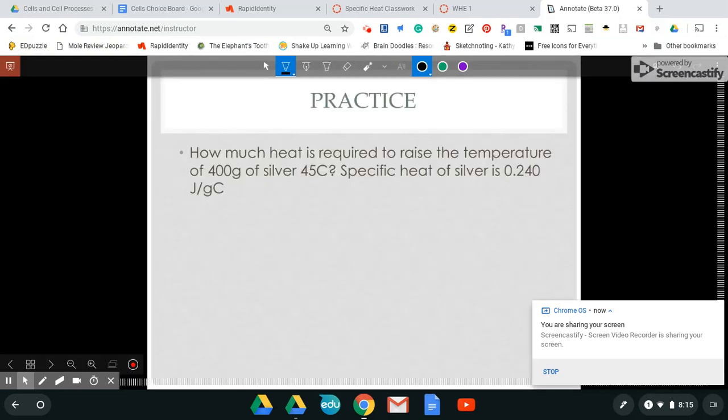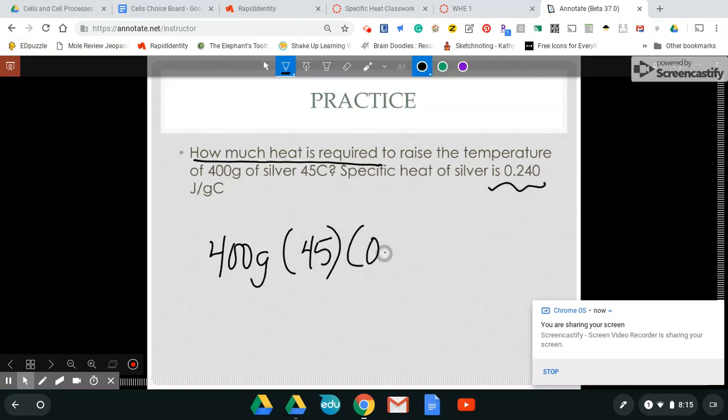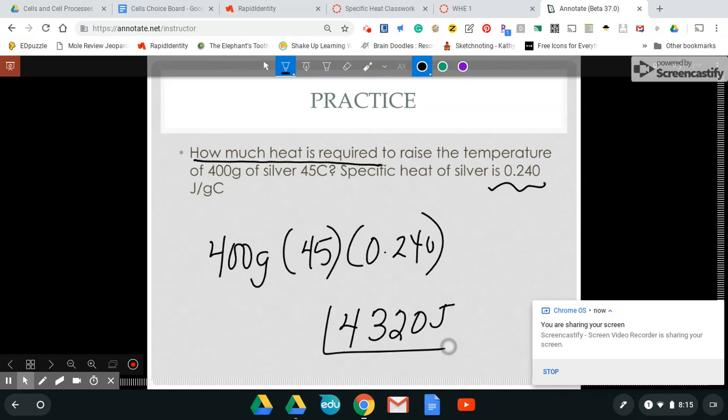All right, let's do another one. Once again, this is how much heat is required to raise the temperature of a 400 gram, so 400 grams of silver, 45 degrees. All right, so I know that I've got a temperature change of 45 degrees, and that I know my specific heat is 0.240. Okay, so 400 times 45 times 0.240. This is going to give me 4,320 joules. Okay.